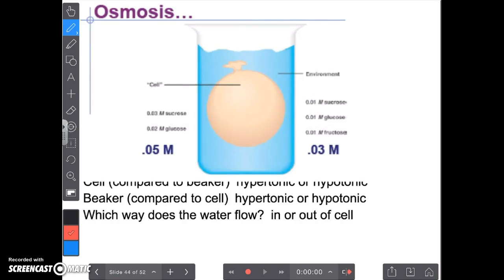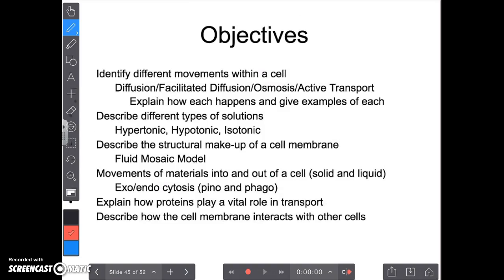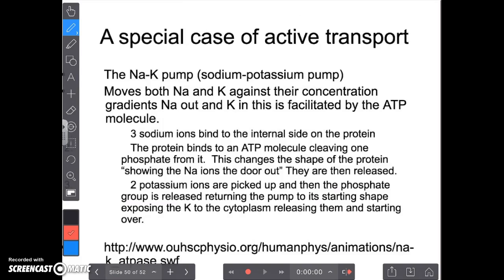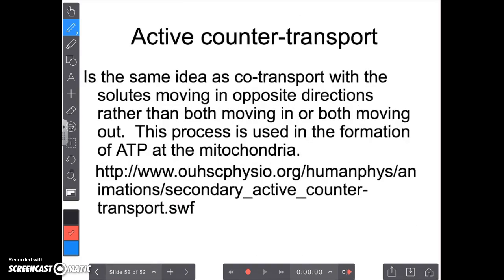Okay. Osmosis really just comes down to, again, the movement of water from high to low. Okay. The rest of this is all done. So that is the last portion of part 2 on the cell membrane.